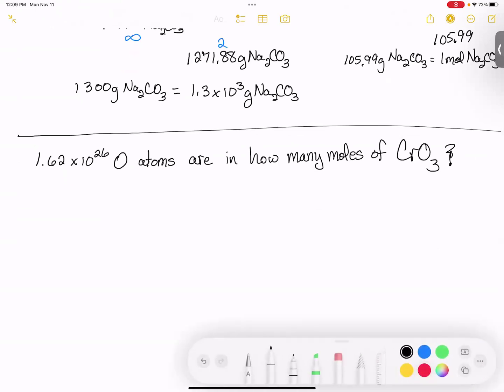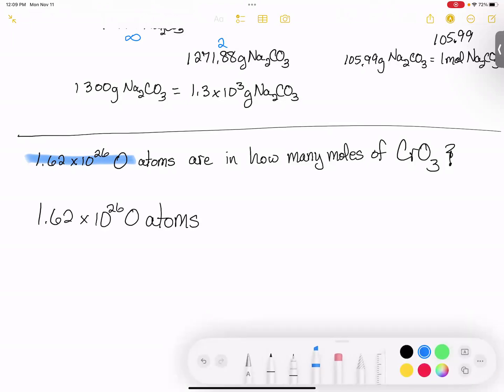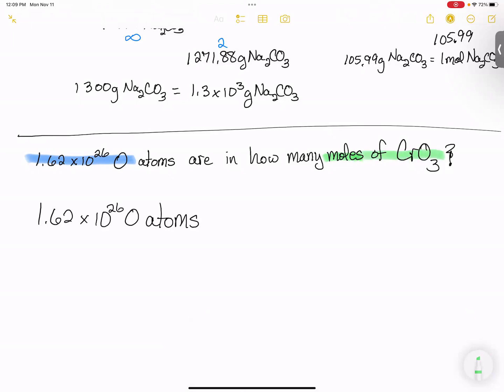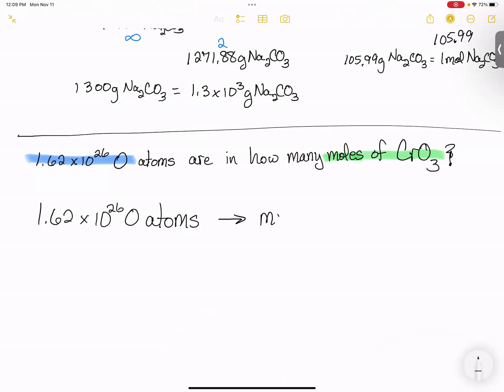Okay, so we identify what we were given. We were given 1.62 times 10 to the 26 oxygen atoms. We were asked to solve for moles of chromium oxide.